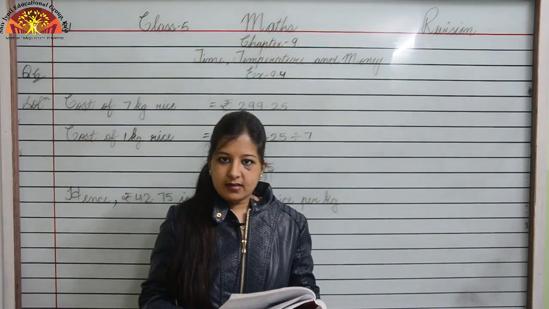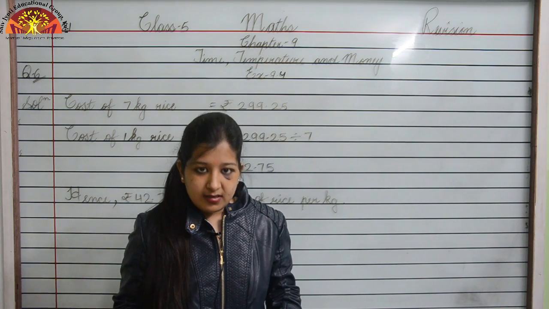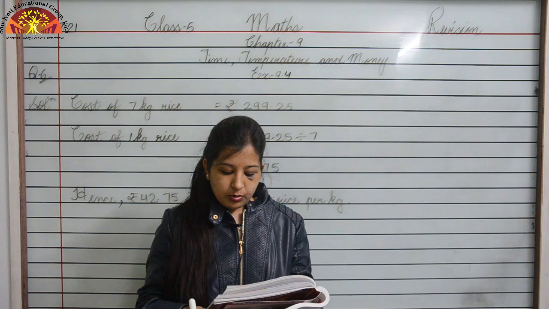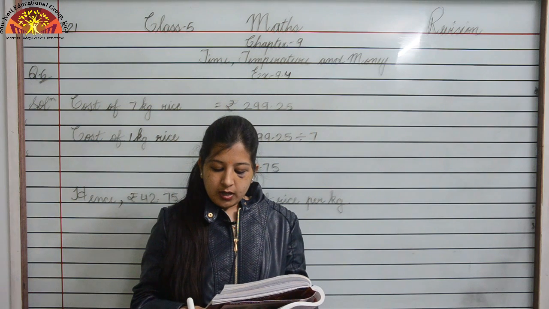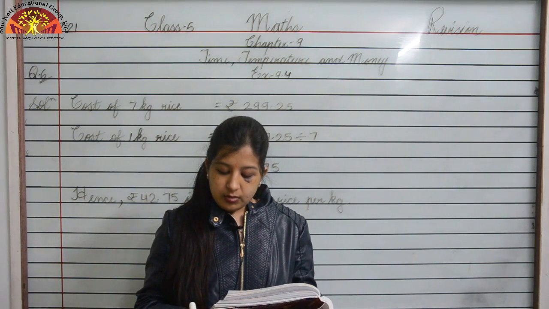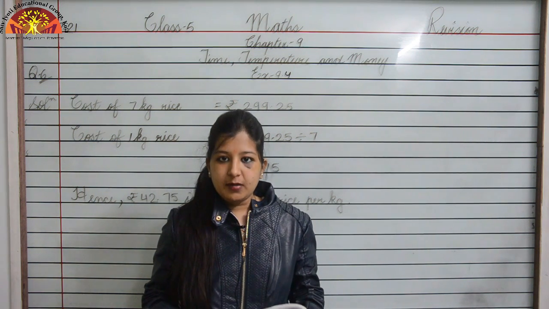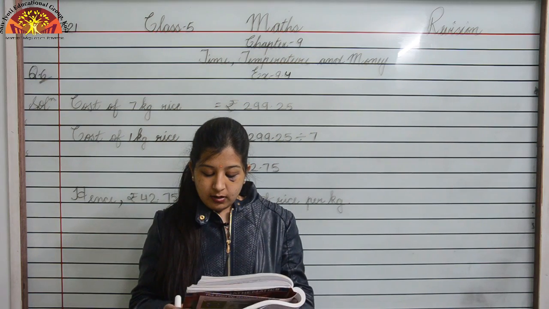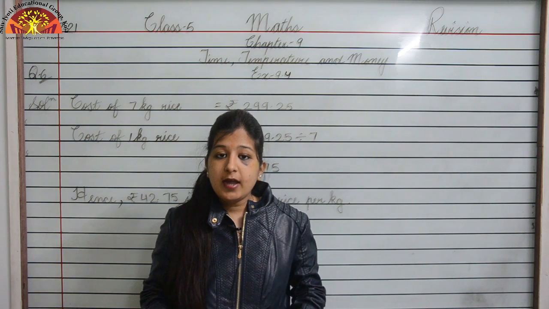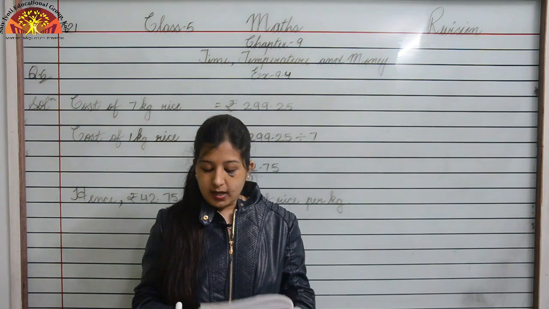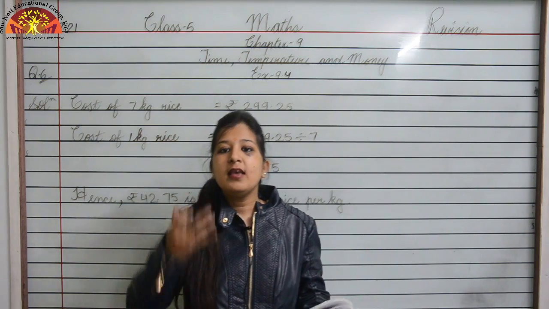Now students, let's start question number 6 of this exercise. Mrs. Mehta goes to a grocery shop and purchases 7 kg of rice for 299 rupees and 25 paisa. What is the cost of rice per kg? So students, here the cost of 7 kg rice is given and you have to find the cost of rice per kg.